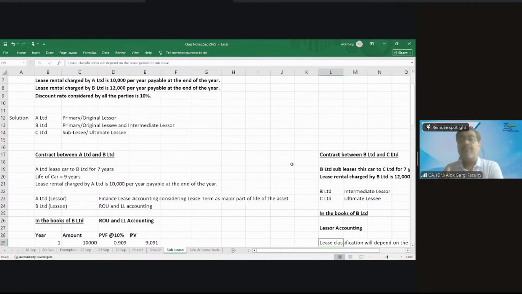Both are recognizing ROU for their own set of obligations. B will recognize ROU for 10,000 rupees per annum lease rental for 7 years. C will recognize ROU for 12,000 annual rental for 4 years. I am assuming here that 4 years is the sublease period because it's an operating lease. B is creating ROU as per contract number 1. C is creating ROU as per contract number 2. That's how this accounting needs to happen.